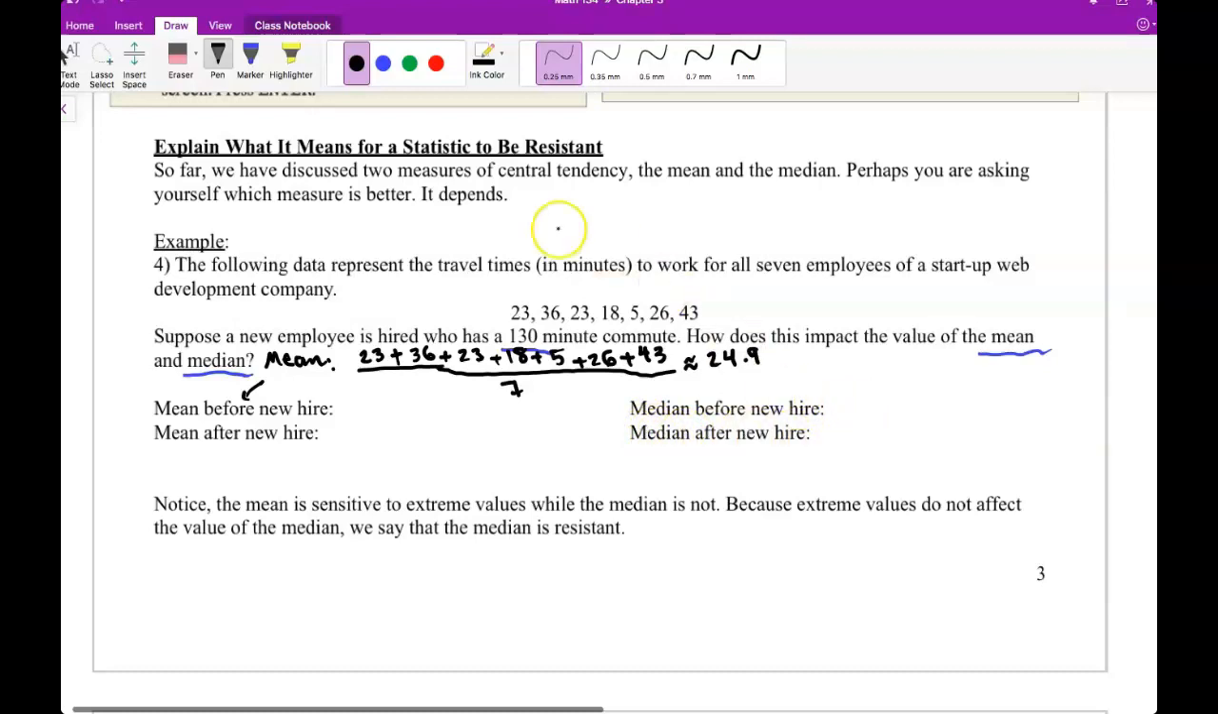Now, what is the median? First step, writing these numbers in order. From example number 3, we know the answer is 23. I'm writing this again.